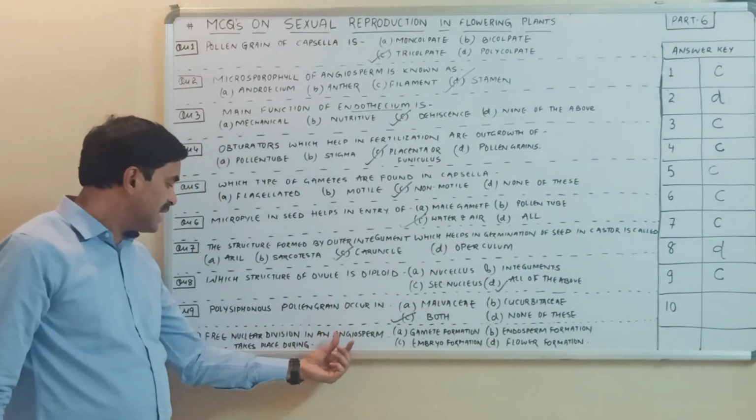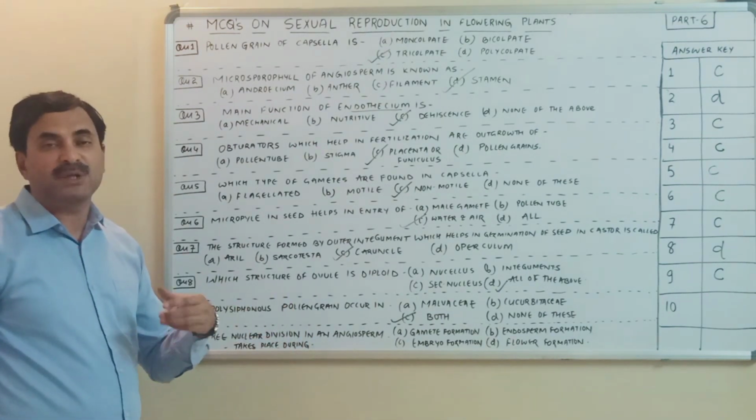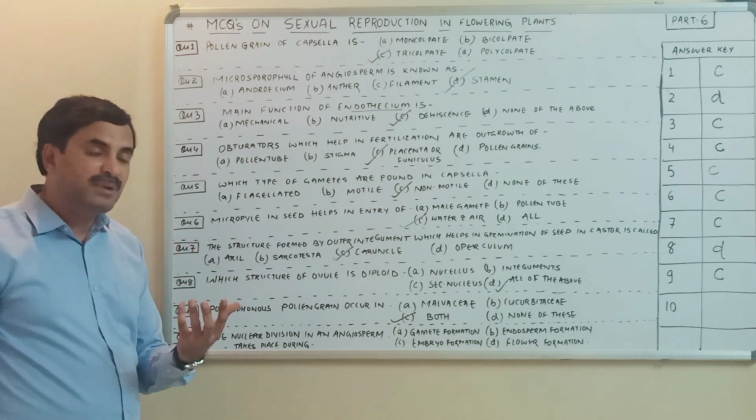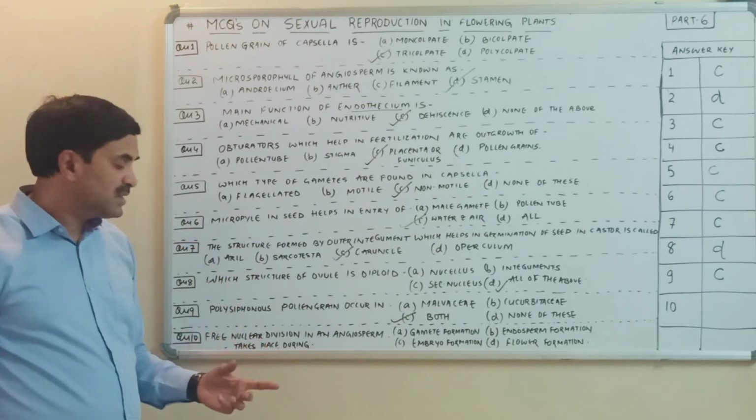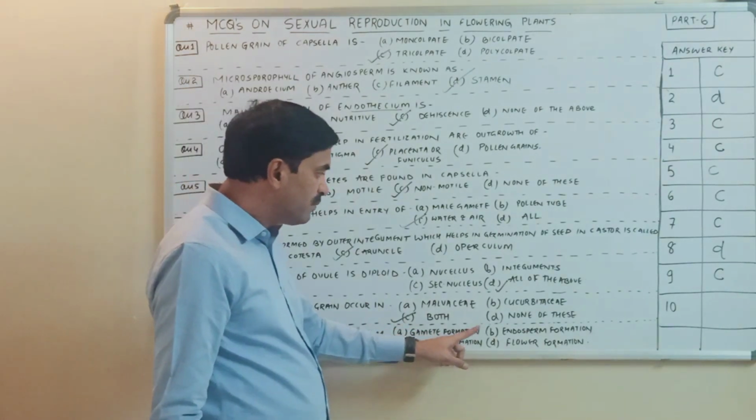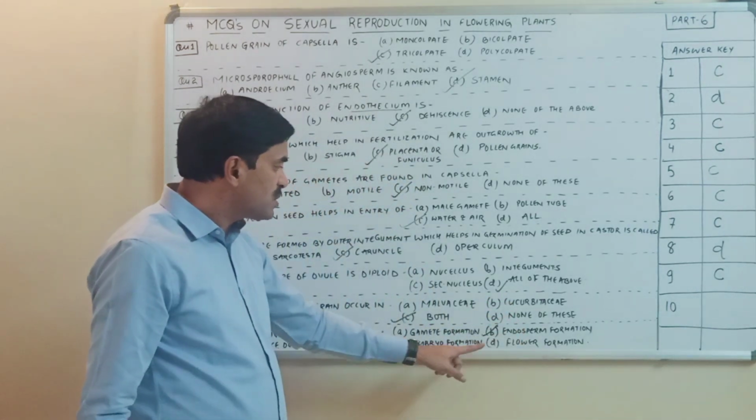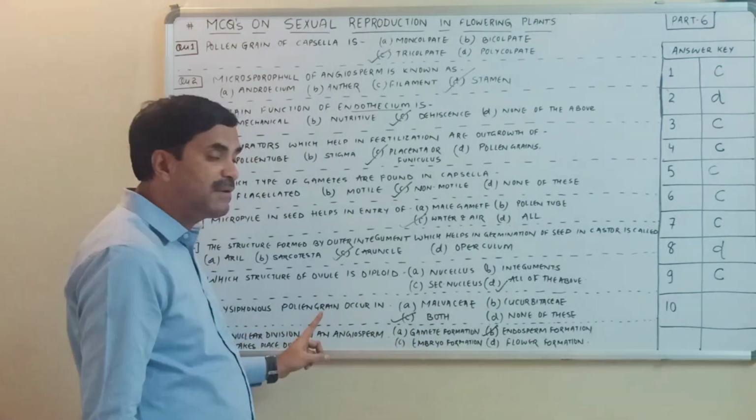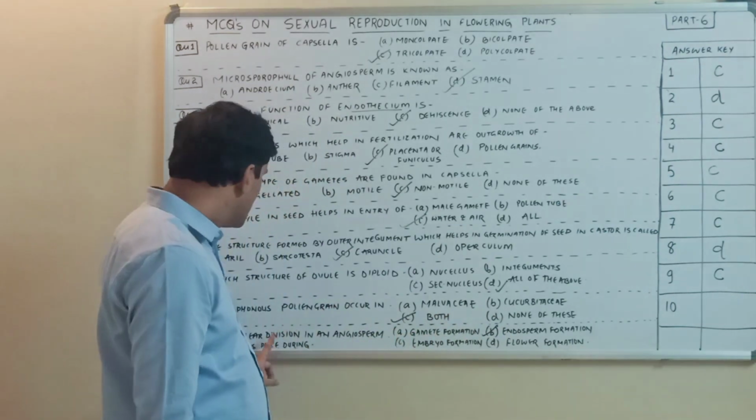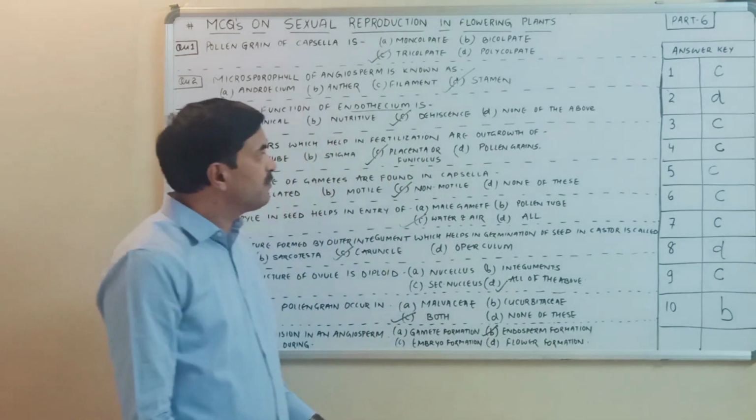Free nuclear division in an angiosperm takes place during. See, there is a type of endosperm known as the nuclear endosperm. Now nuclear endosperm is formed because of the free nuclear divisions. So free nuclear division in an angiosperm takes place during gamete formation, no. Endosperm formation, yes. Embryo formation or flower formation, no. So remember this thing, free nuclear division in angiosperm takes place during endosperm formation. So question number 10 has the answer B, endosperm formation.